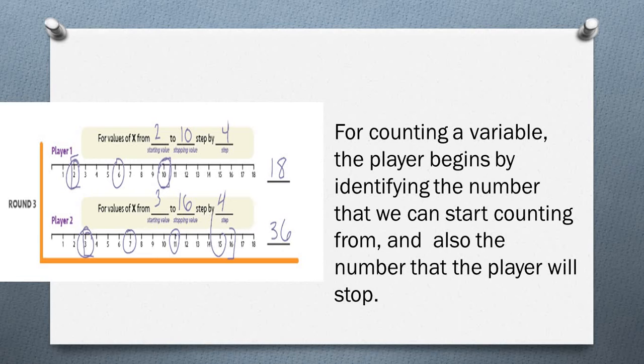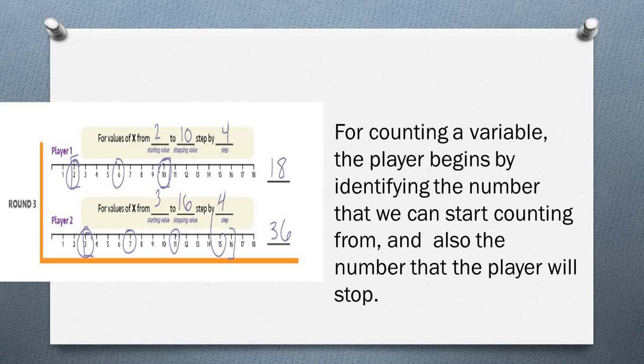And the interval is 4. So if you add 4 to 2, it will be 6. And if you add 4 to 6, it will be 10. So we calculate. 2 plus 6 is 8. 8 plus 10, where it stopped, gives us 18. That is why our total number for player 1 is 18. Now let's go to the second one.